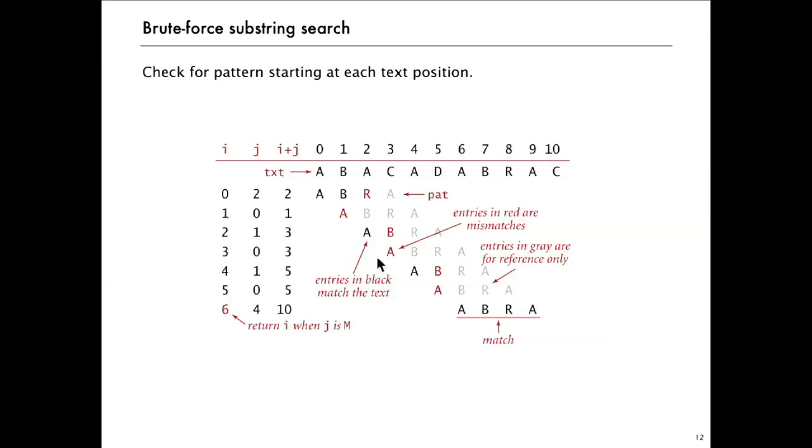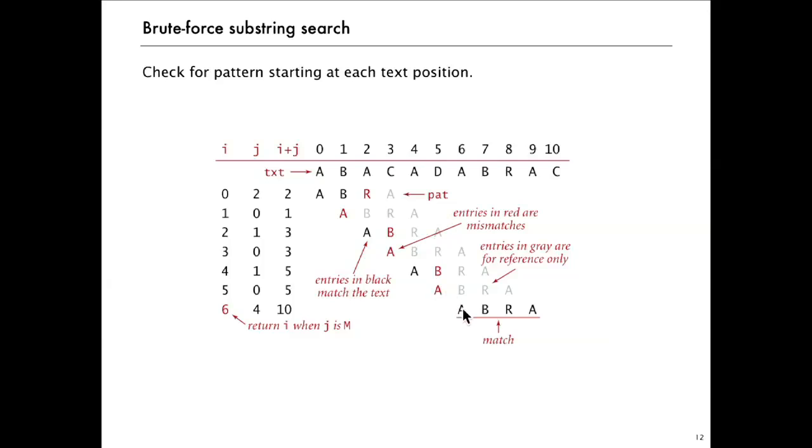Now we have a mismatch, move over, that's increment i to 3, compare the first character of the pattern, j equals 0, with the i plus jth character of the text. That's a mismatch, move over one. So we go, first one is a match, the second one, j is 1, i is 4, compare against 5, that's a mismatch. Move the pattern over one, it's a mismatch.